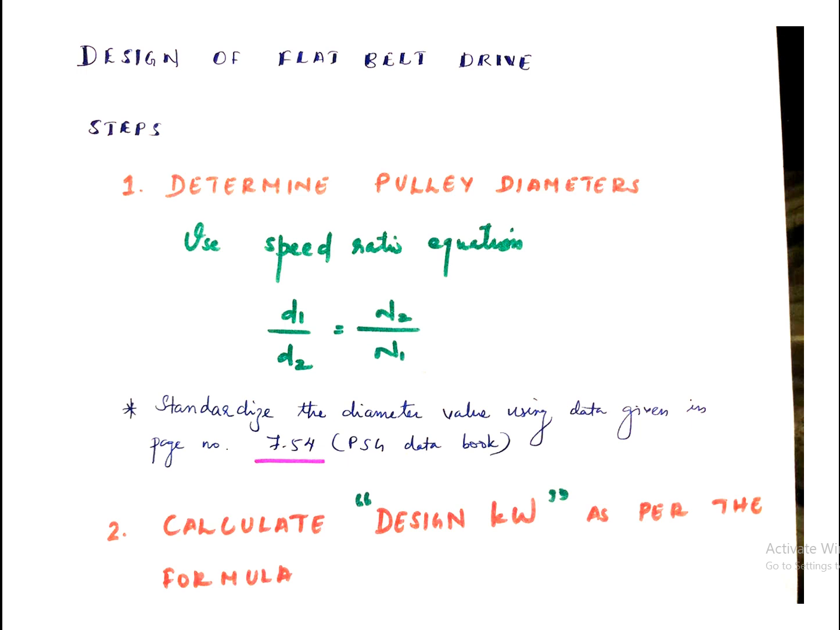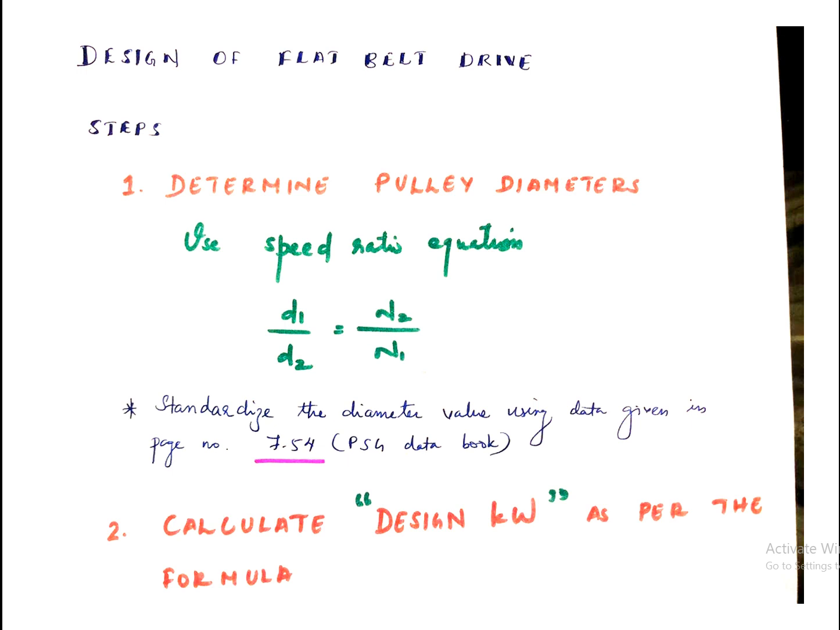Okay, since your flat belt is connecting two pulleys, you need to find out the diameters of both the pulleys. Normally, one of the diameters and the speed ratio, or the speed itself, will be given. You'll get a better clarity when we are dealing with a problem, right?